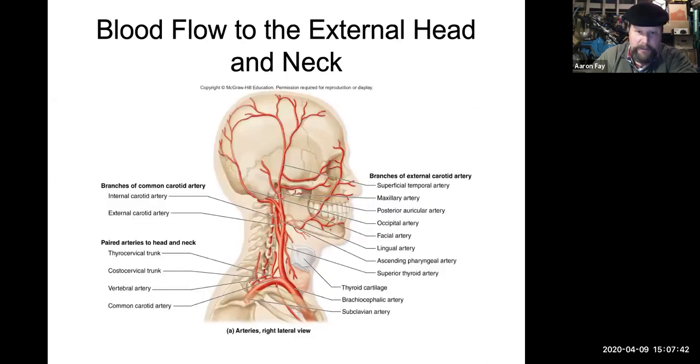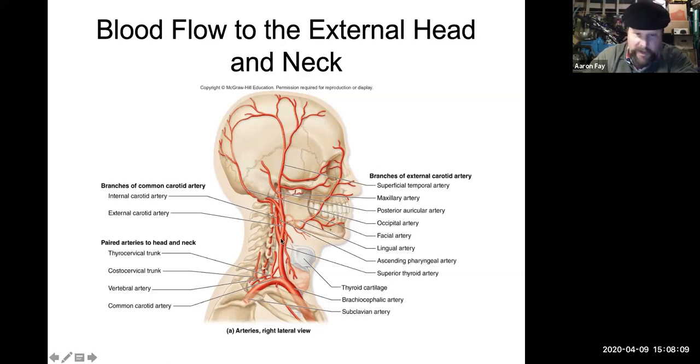Okay, so remember I mentioned that term common? This is a slightly different view. So this is the brachiocephalic trunk, brachiocephalic artery, and then we're going to branch into the right common carotid, right? Because this is the view from the right side. This is the right common carotid. The common carotid splits, in this case, into an internal and external carotid artery.